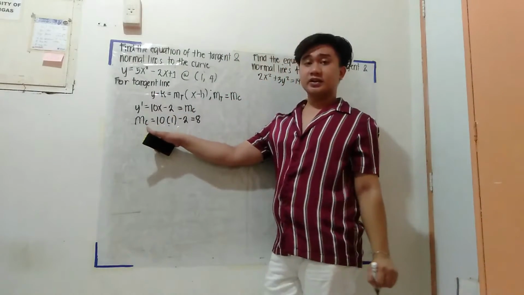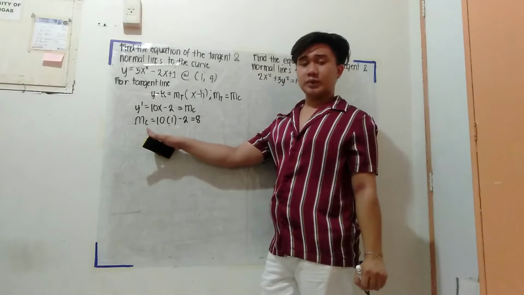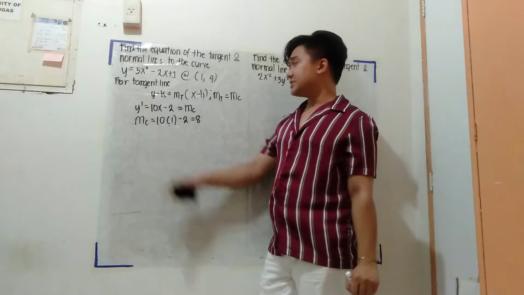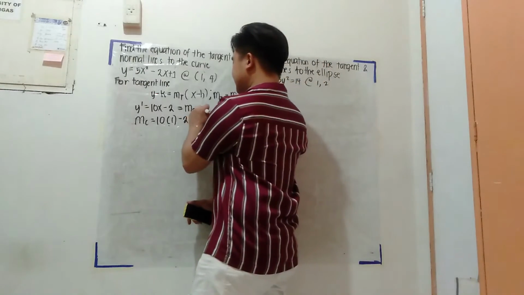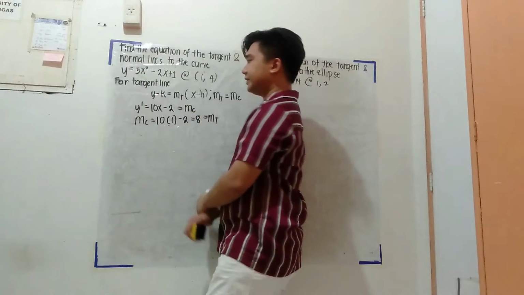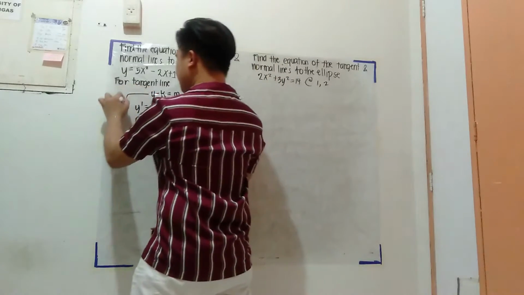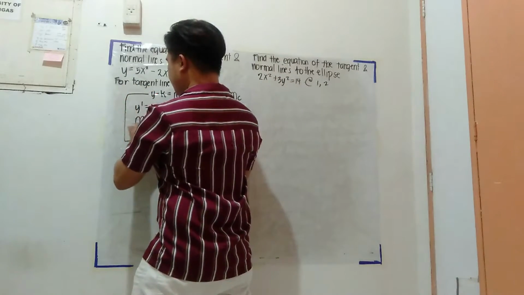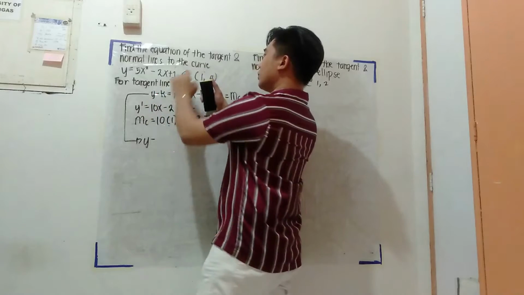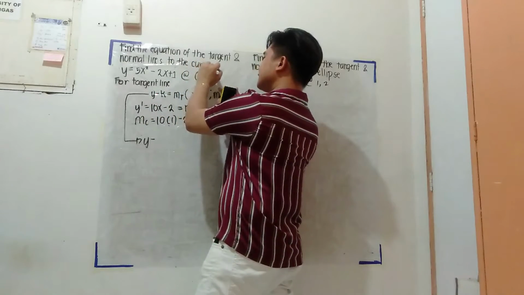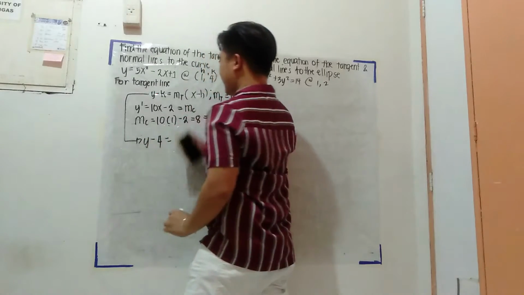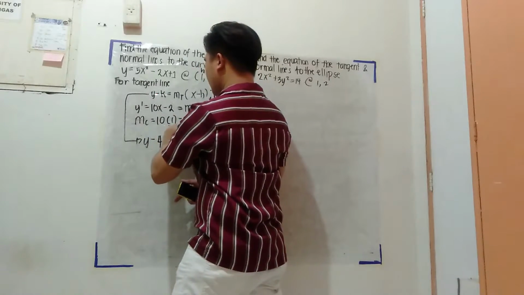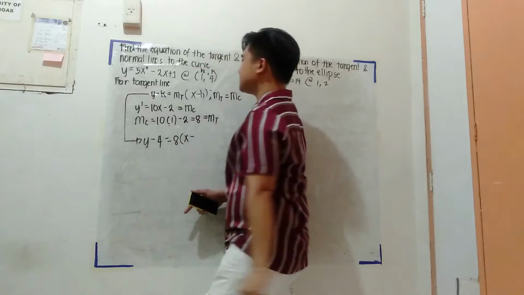That is the slope of the curve, and the relationship between the slope of the curve and the tangent line is that they are just equal. So, this is also MT. So, using this one, y minus, what is k? 4. Do not forget this is h, this is k. So, y minus 4 equal to mt, which is 8, quantity x minus h.